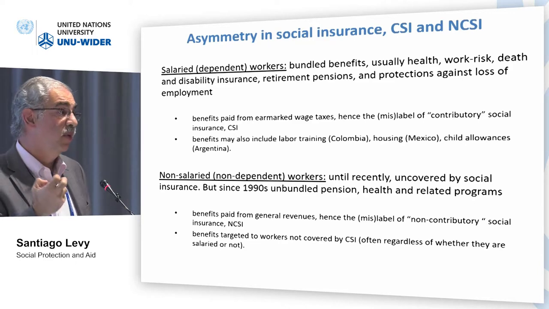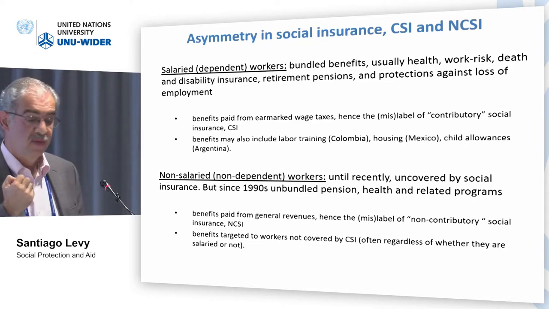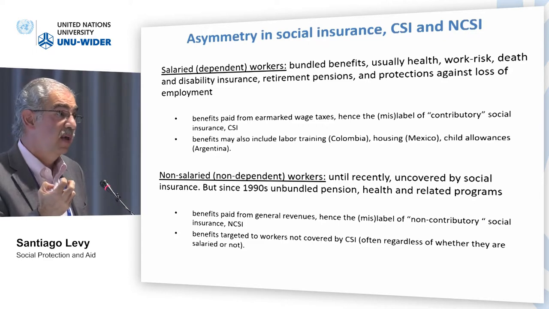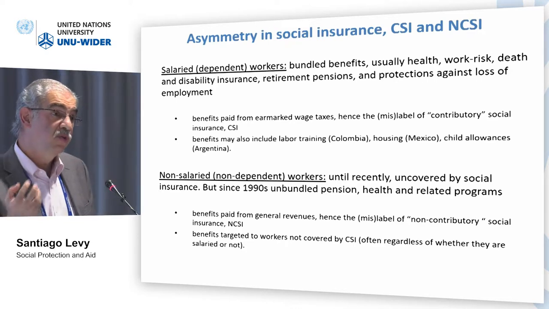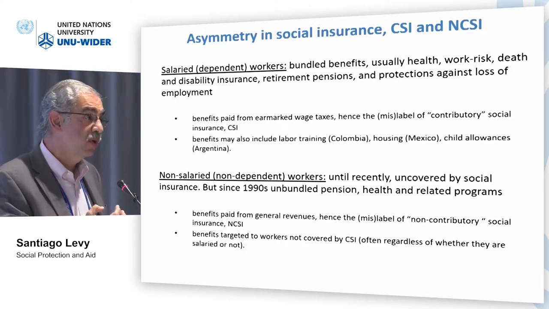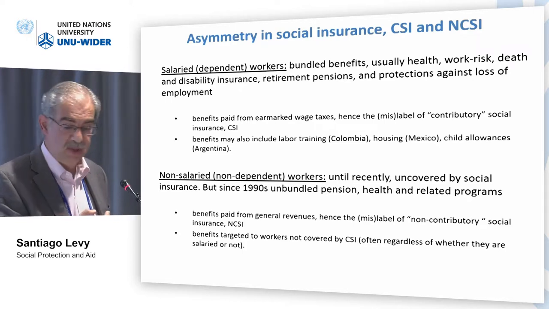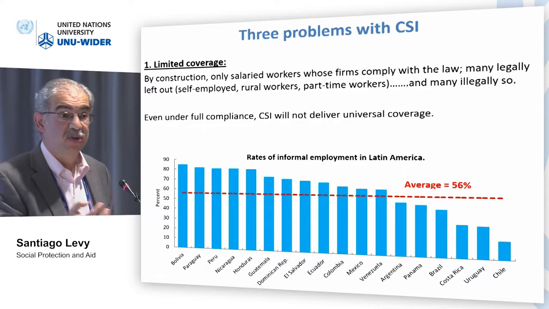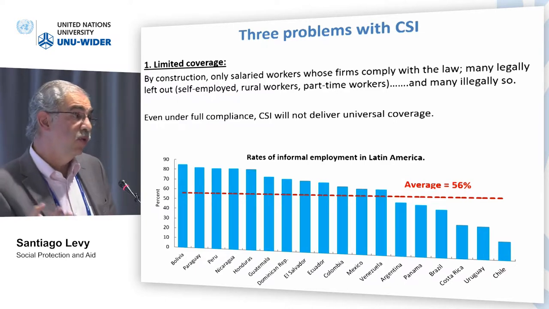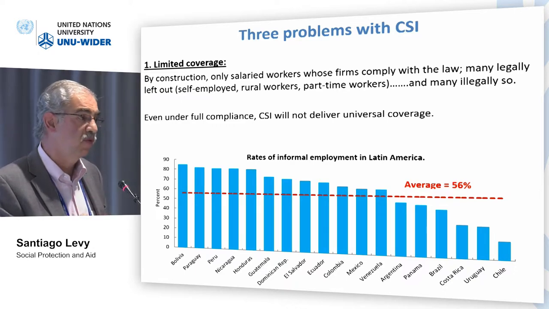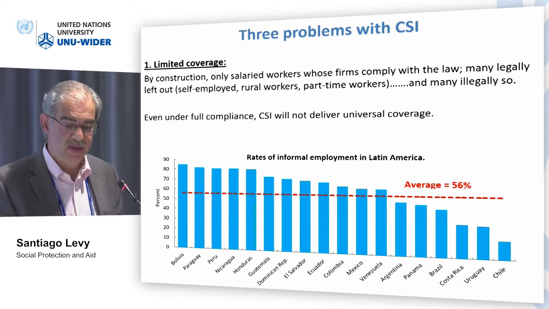There are three big problems with contributory programs. First, by design, by construction, they're never going to be universal, because the law does not obligate a whole bunch of workers to actually be enrolled in a social insurance program. The risk pooling is limited, and so many workers are left out, legally so, even though, of course, what you also observe in the data is that many firms violate the law, and there are many salaried workers that are not covered by contributory programs because the law is being violated.